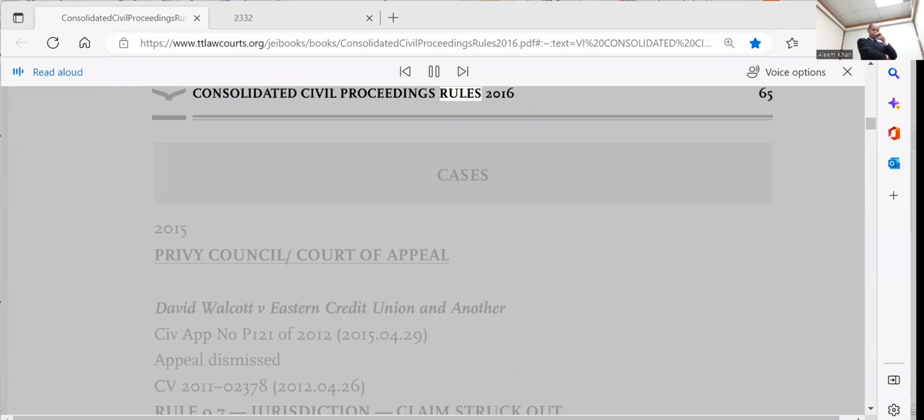Consolidated Civil Proceedings Rules 2016-65. Cases. 2015 Privy Council/Court of Appeal. David Walcott v. Eastern Credit Union and another, Civ App No. P121 of 2012, April 29, 2015, appeal dismissed; CV 2011-02378, April 26, 2012, Rule 9.7, jurisdiction, claim struck out.